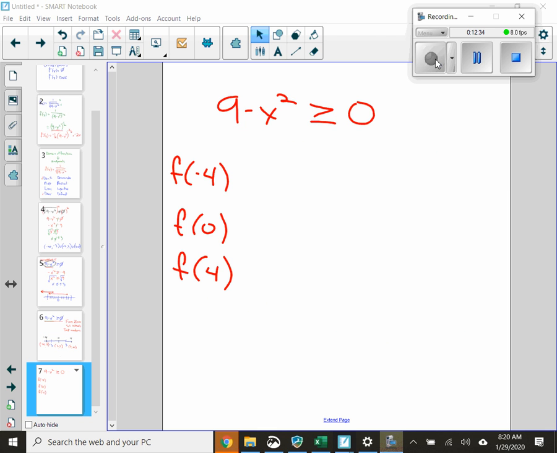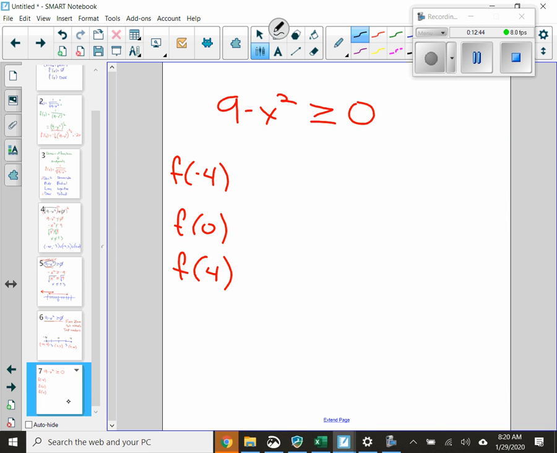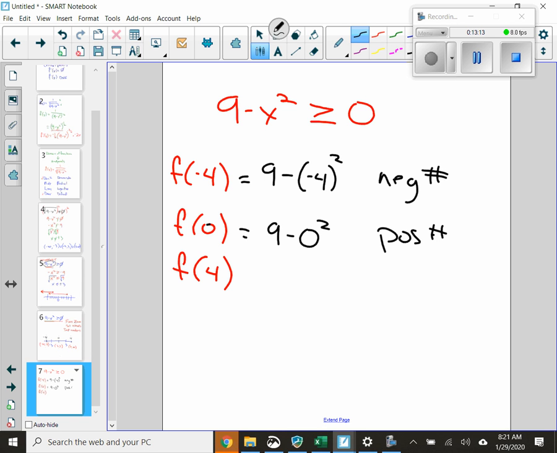So over here, I'm going to test the 3 numbers that I selected off of my number line, -4, 0, and +4. I'm going to test each one. So f of -4 would equal 9 minus -4 squared, and I can see that this is going to be 9 minus 16. So this is going to be a negative number. If I test 0, it's going to be 9 minus 0 squared. That's going to be a positive number. And this is going to be 9 minus +4 squared, which is going to be, again, 9 minus 16, which is going to be a negative number.